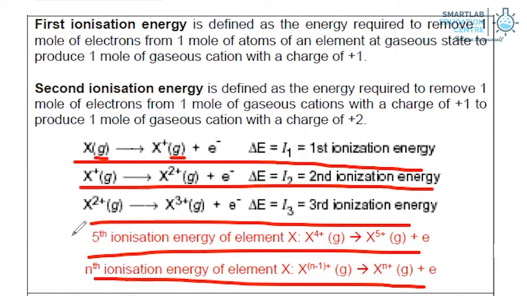So if you look at the fifth IE, then we are talking about producing a cation with a charge of 5+, because 1 mole of electrons is going to be removed to produce 1 mole of X5+. Hence, you must start off with 1 mole of X4+.